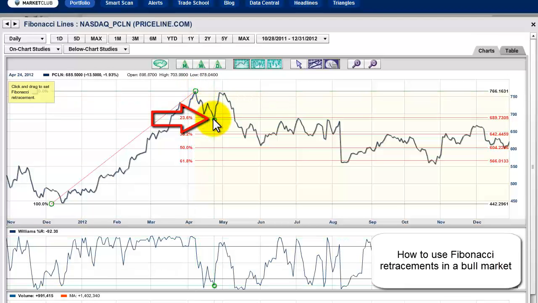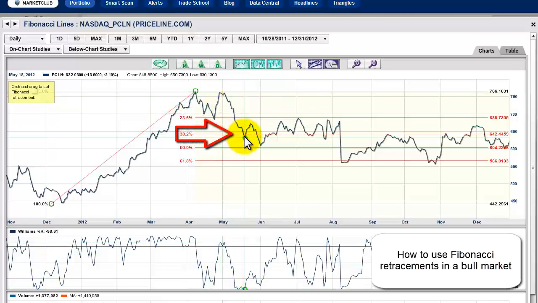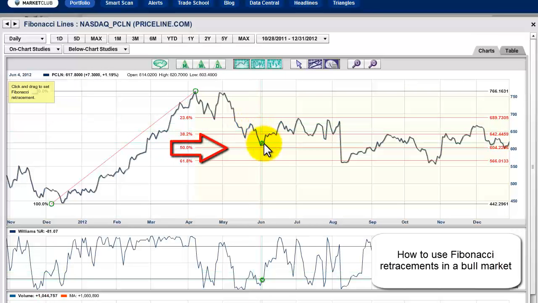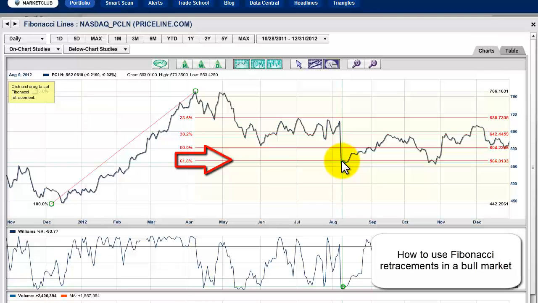So what you look for in a retracement is after a market's made a high, it technically usually retraces. So the first retracement came down to the 23.6%, then bounced back up. The next one came down to 38.2, bounced back up, and then down to 50, bounced back up, and finally down to 61.8%. Now that's considered like a full retracement.